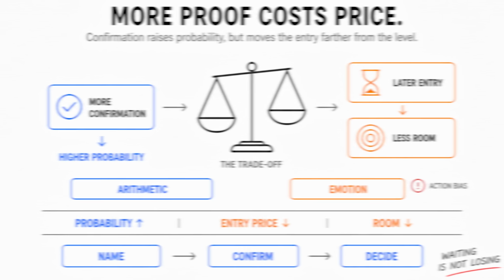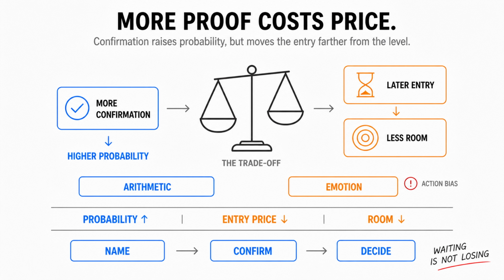Notice what has been happening as we climb these models. Every layer of confirmation you add buys probability and costs you price. You enter later, further from the level, with less room between the entry and the invalidation. That trade-off is where most traders quietly fail, because they resolve it with emotion instead of arithmetic.